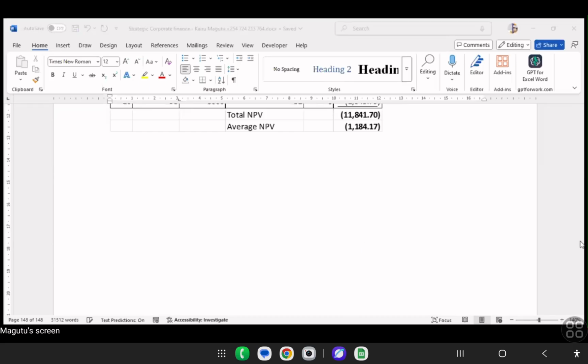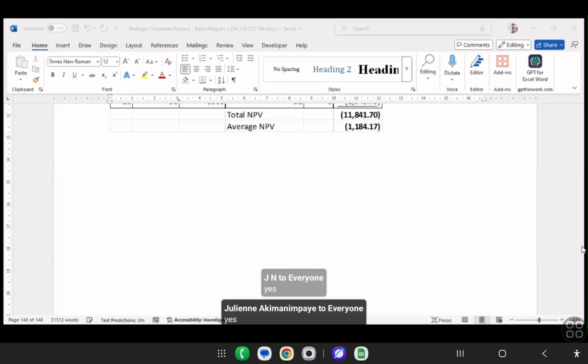I don't know whether you can see my screen. I am sharing my screen. Can you see my screen? Yes, yes. Yeah, I see someone. Yes, I can see that you are responding. Good. That's fine.